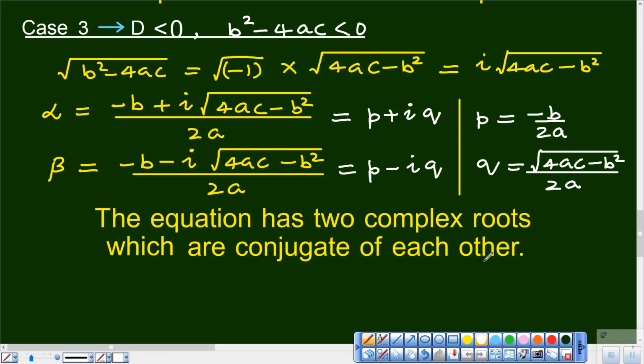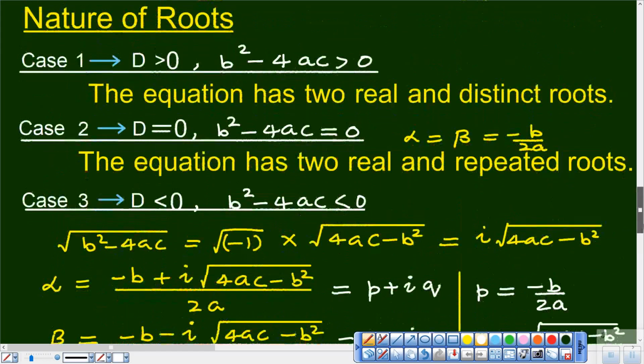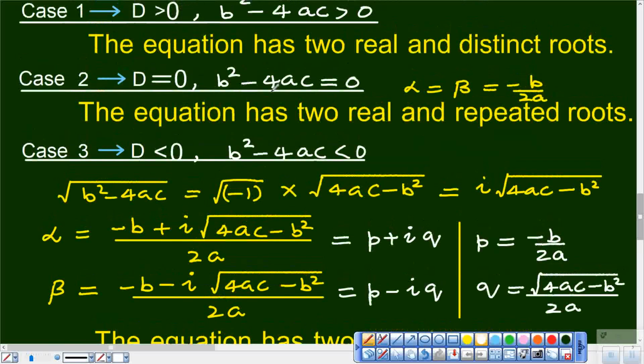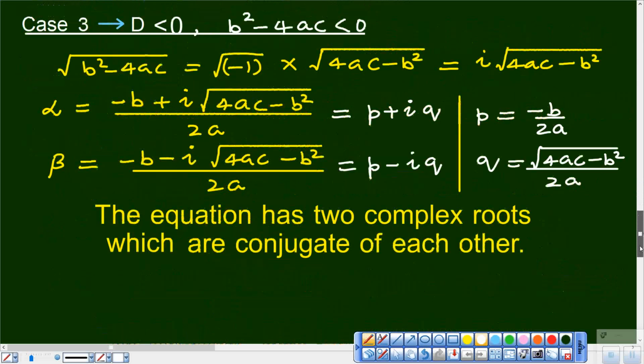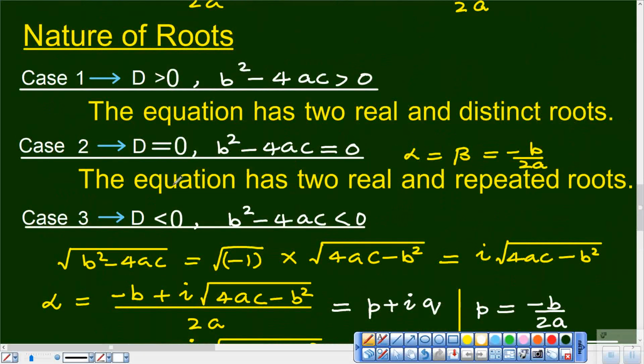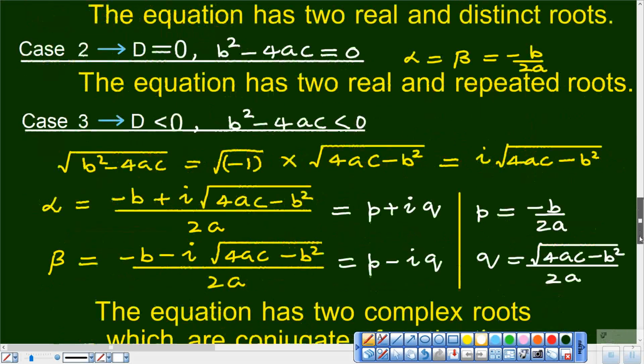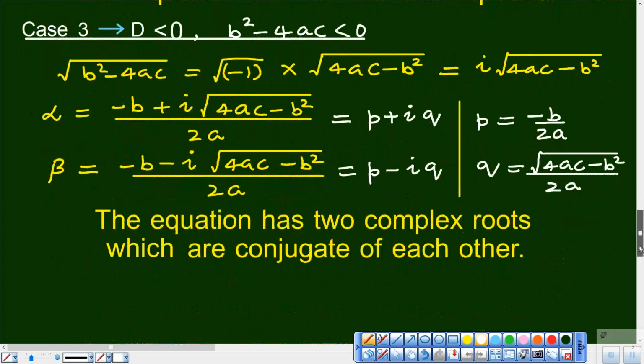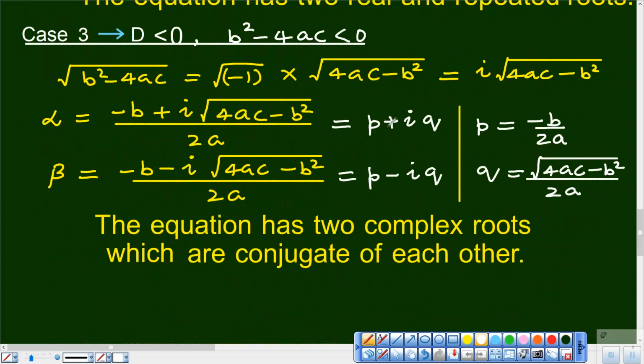You can confirm that in all the three cases, whether my discriminant was positive, negative, or zero, we always have two roots. In the positive case, they are real and distinct. When it is zero, then it is real and repeated. They both coincide and become the same number. And in the third case, when my discriminant is less than zero, the two roots are complex, and the most beautiful part of it is that they are conjugate of each other.